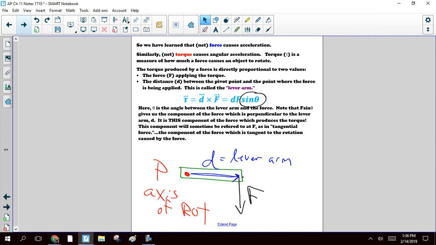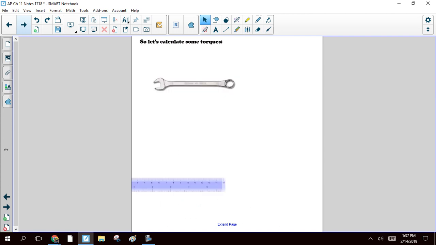Probably the easiest thing to do here is to just dive in and do a couple quick examples with actual numbers. Here we've got this wrench. Let's say the whole wrench is 30 centimeters long. First of all, my pivot point is going to be here, because that's where your bolt or your nut would go, whatever it is that you're trying to tighten or loosen.